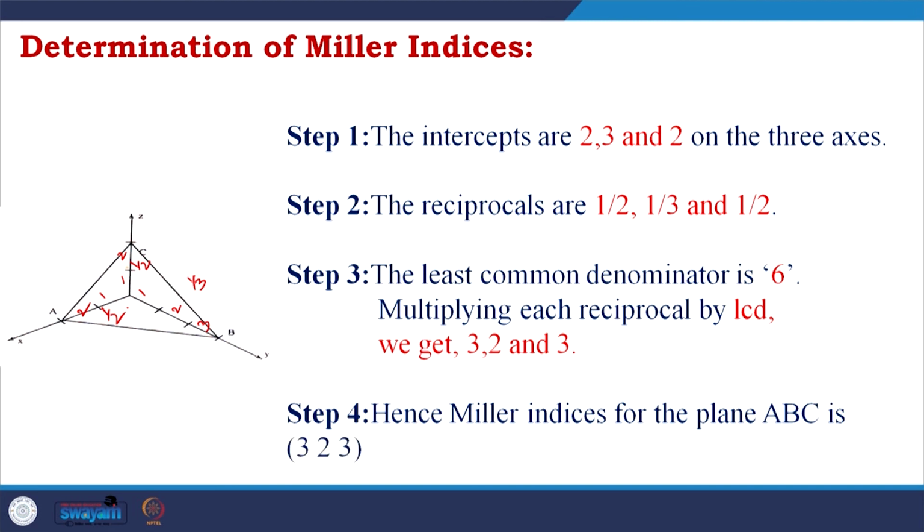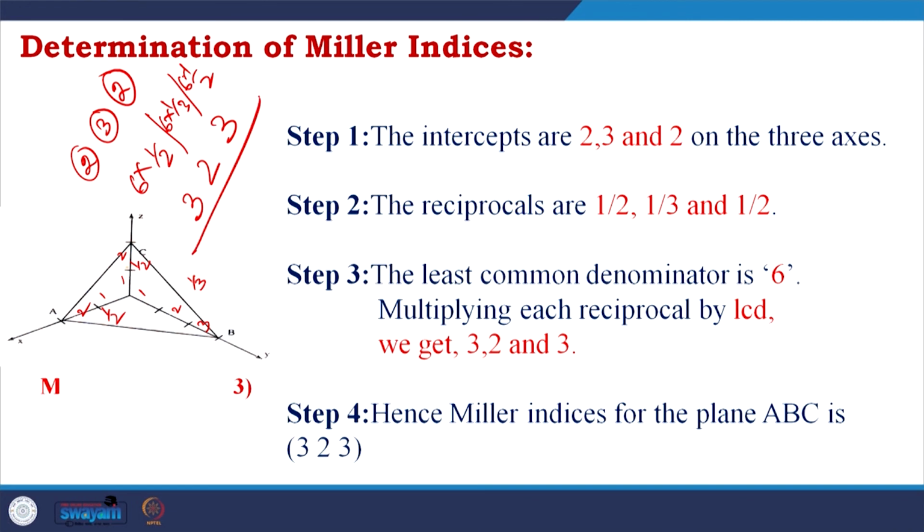So, you get the intercepts: 2 on the x axis, 3 on the y axis and 2 on the z axis. So, you will get 1 by 2, 1 by 3 and 1 by 2. Now, you have to make them integers. So, you multiply by 6. So, you get 3 2 3, that is the Miller indices.